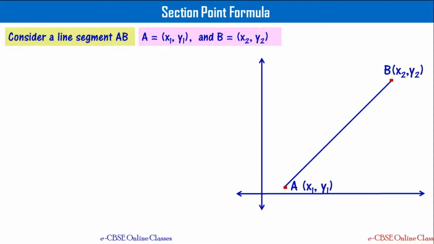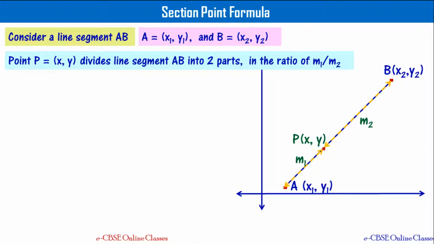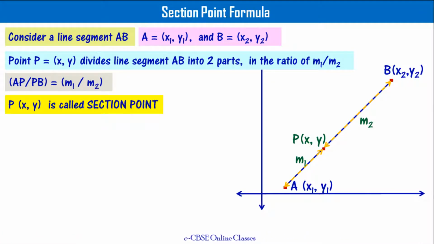Consider a line segment AB where A equal to x1 comma y1 and B equal to x2 comma y2. Let's say that P, that is x comma y, divides line segment AB into two parts in the ratio m1 by m2 as shown in the figure, such that we can write AP by PB equal to m1 by m2. P, that is equal to x comma y, is called section point here.